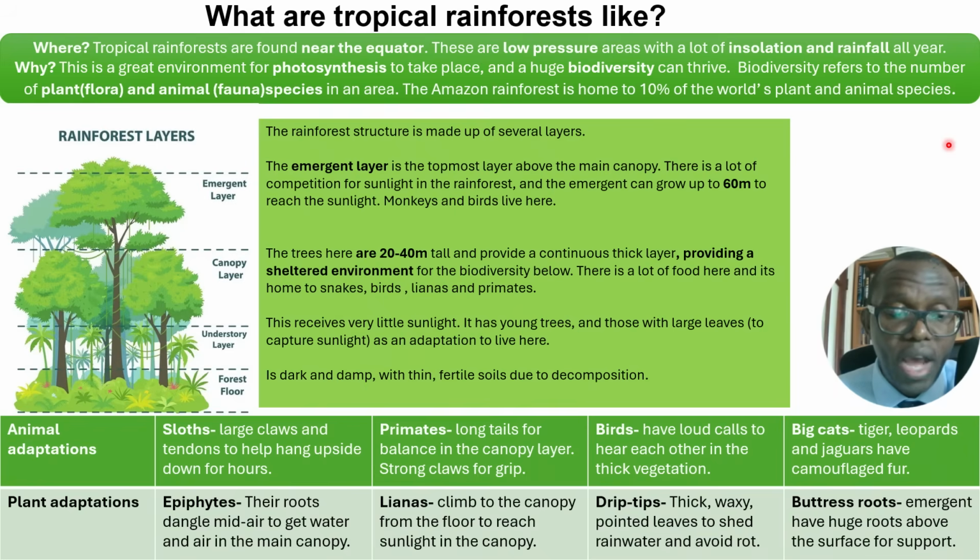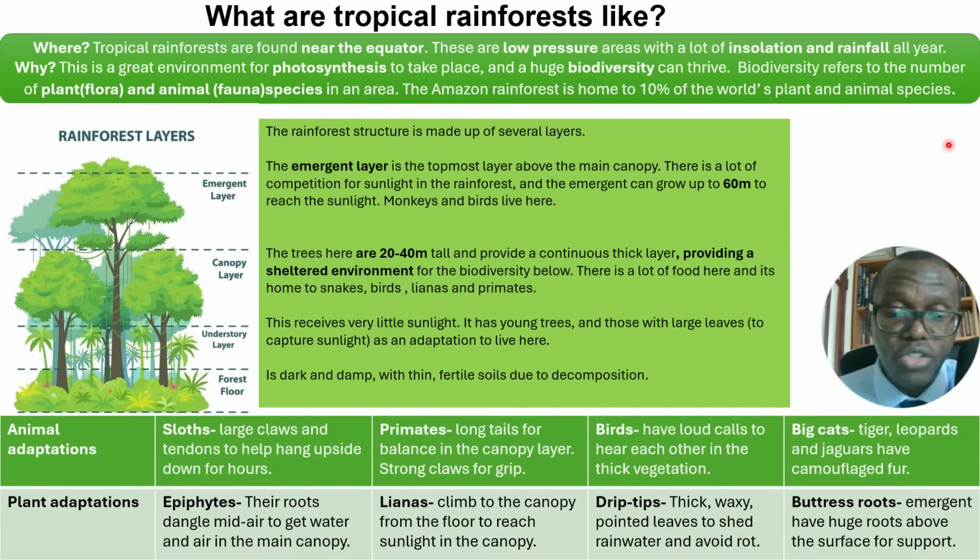Then we also have drip tips as an adaptation. These are leaves, and they are thick, waxy, pointed leaves to shed rainwater off them, so that the water does not remain on them and cause them to rot. The drip tips will help them to shed or get rid of that water pretty quickly.